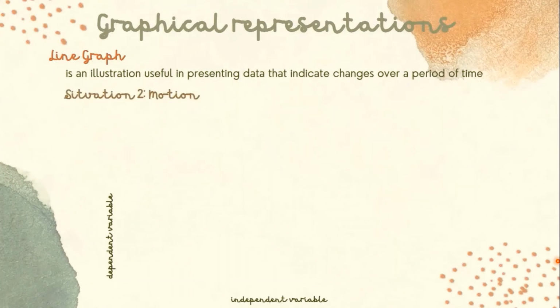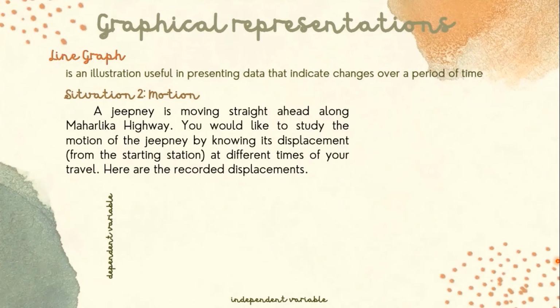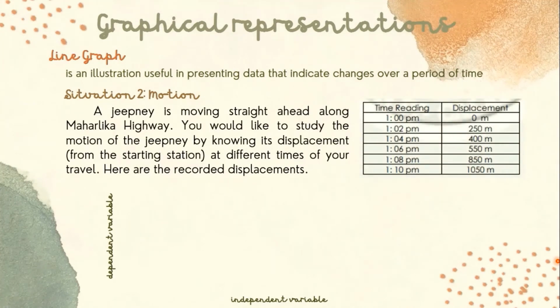Another situation about motion. A jeepney is moving straight ahead along Maharlika Highway. You'd like to study the motion of the jeepney by knowing its displacement from the starting station at different times of your travel. Here are the recorded displacements. For displacements, ito yung ating frequency distribution. Ito yung time reading natin starting from 1 o'clock up until 1:10 p.m. Ito naman yung displacement from 0 meters up until 1,050 meters.